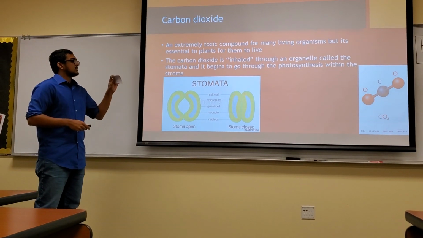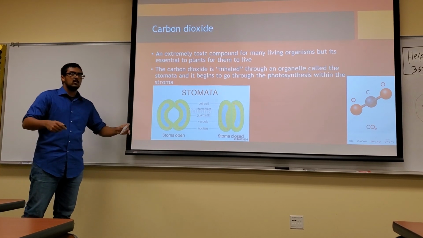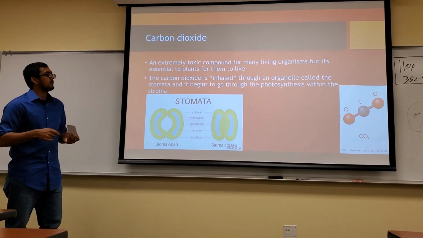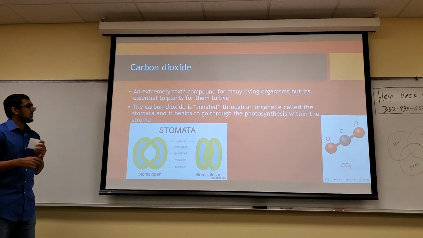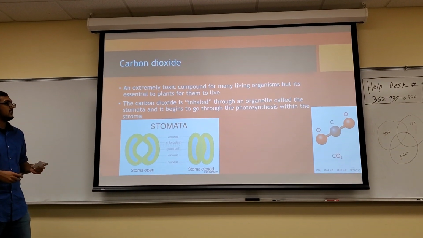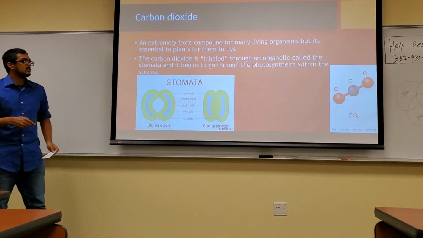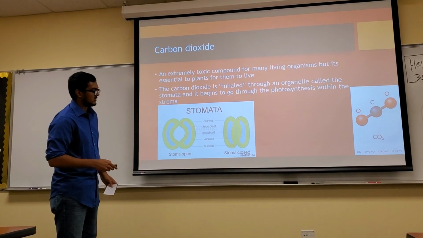Now, carbon dioxide is another component. It's an extremely toxic compound, especially if you hold your breath for too long, you will eventually pass out, because it's deadly for you. But for plants, it is essential for them to live, just like with us, we need O2. The carbon dioxide is inhaled through this organelle, and it begins the photosynthesis through the stroma. And right here, you can see the chemical diagram for CO2.